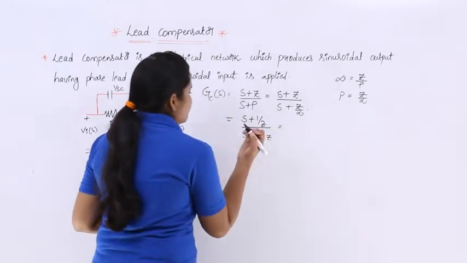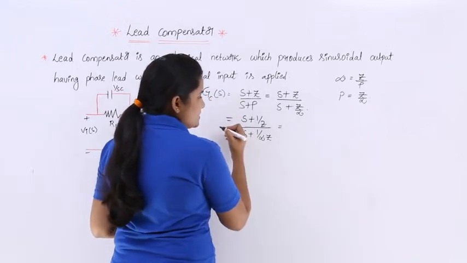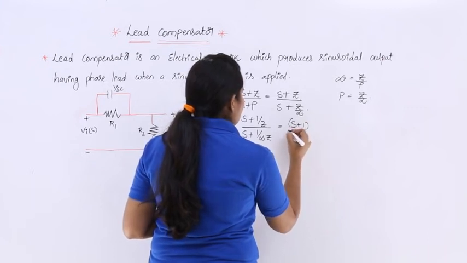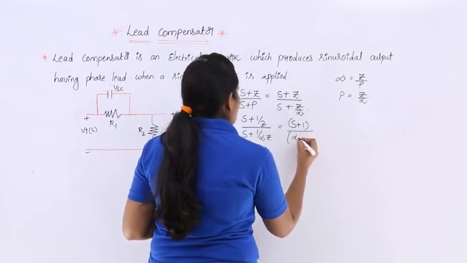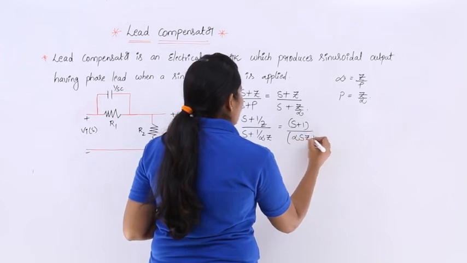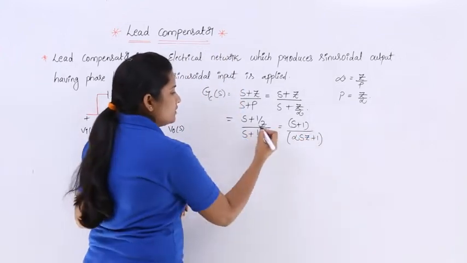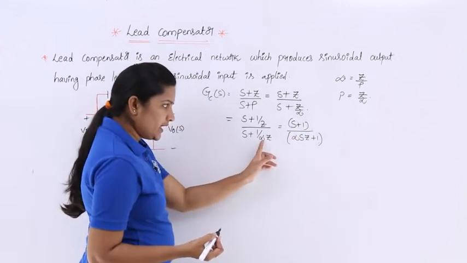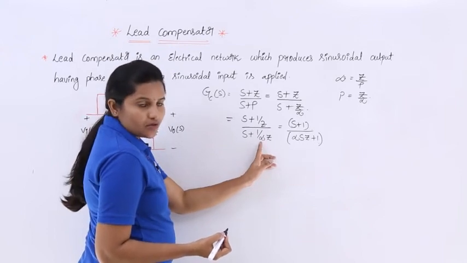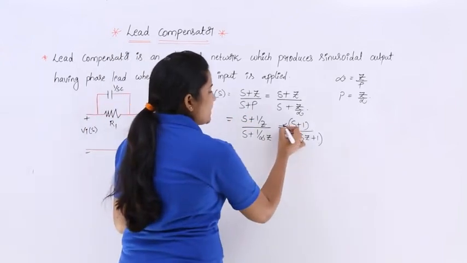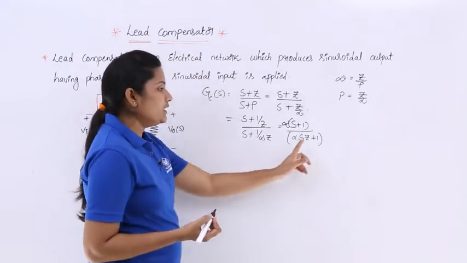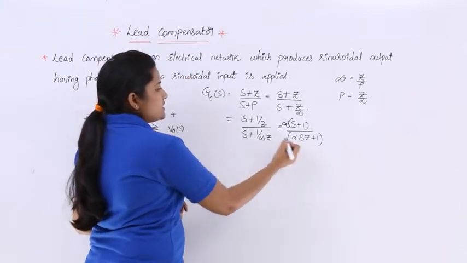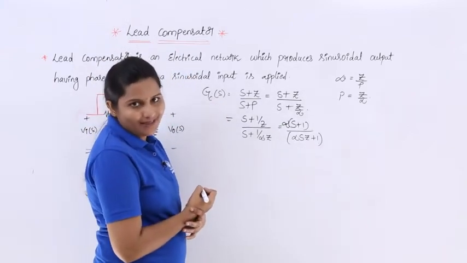Now I am cross multiplying this. What I get is (s plus 1) divided by, so 1 by alpha z, if you take alpha z, this alpha will come to the numerator: alpha into (s z plus 1) divided by (1 plus alpha z s). You will get it like this. Now this is the general transfer function of a lead compensator.